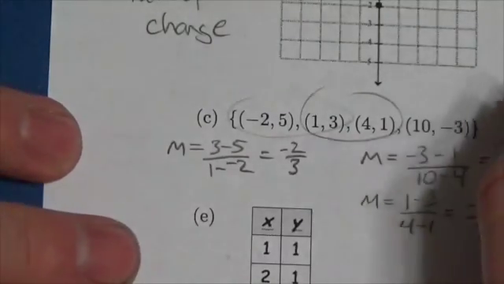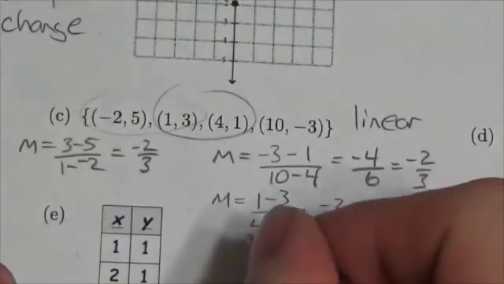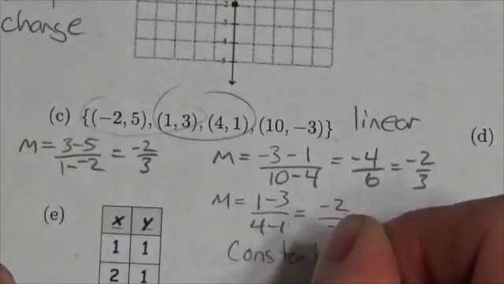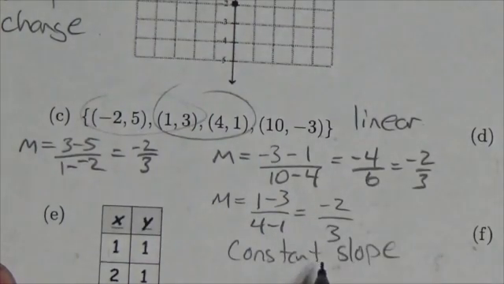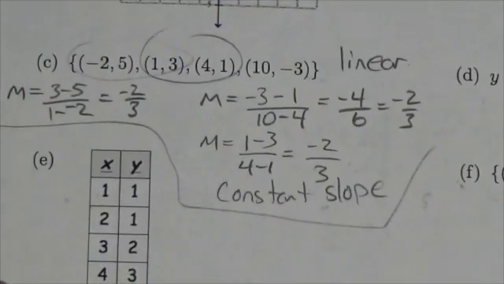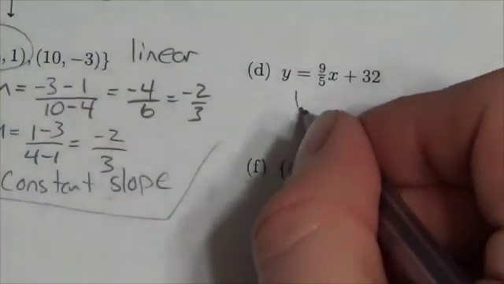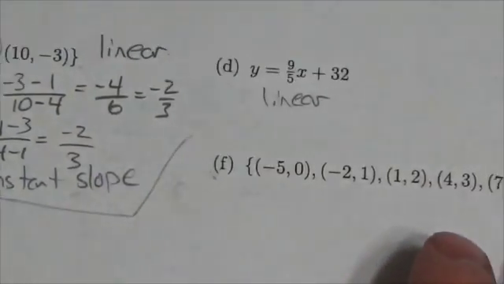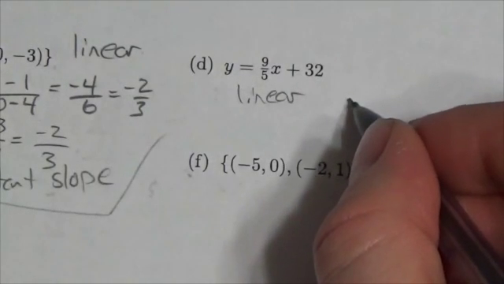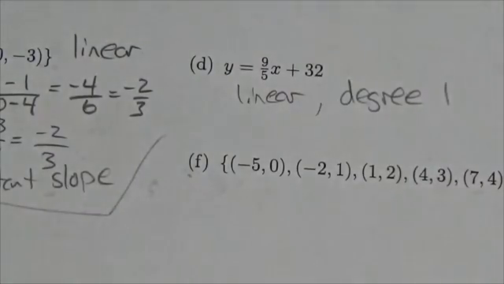So is it linear? Yes, it's linear. And the reason for that is because it's got a constant slope. Sorry, I kind of moved into that other question there, but that's okay. Take a look at D. And yes, this is linear. Again, we can go back to an earlier definition here. This is linear because it's degree 1. This is just a first degree equation here. That makes it linear by default.